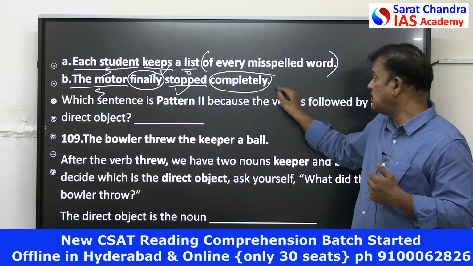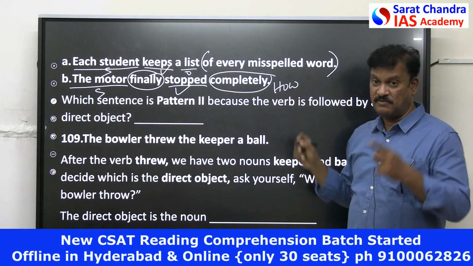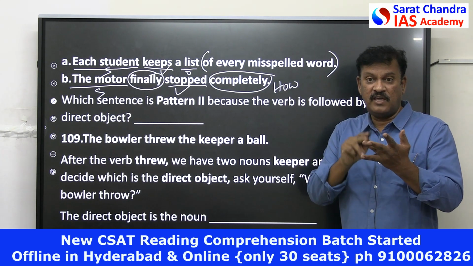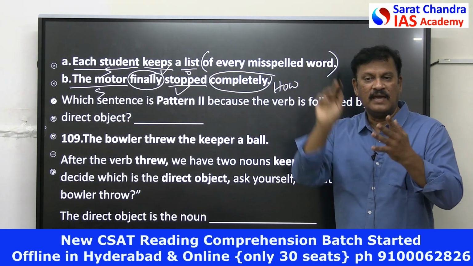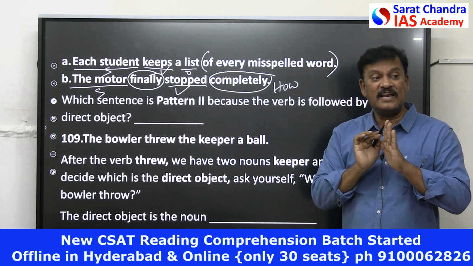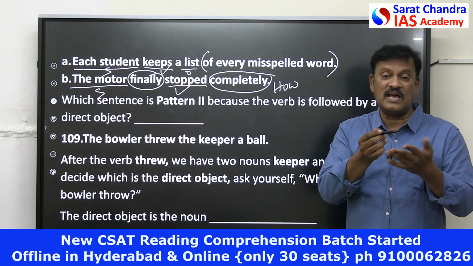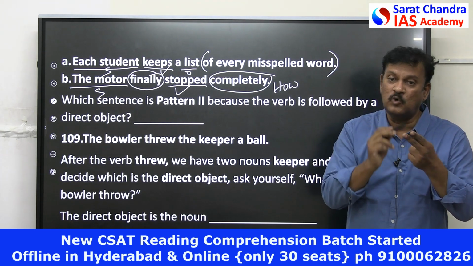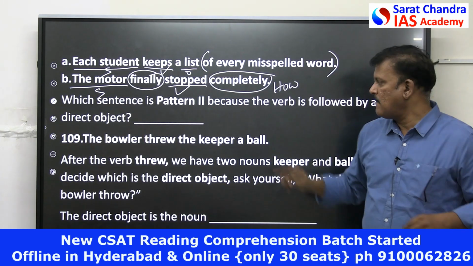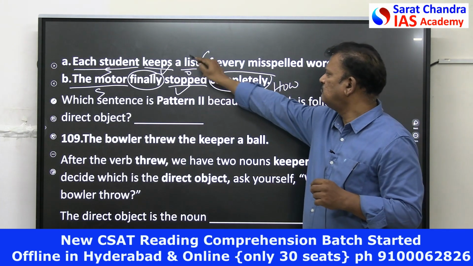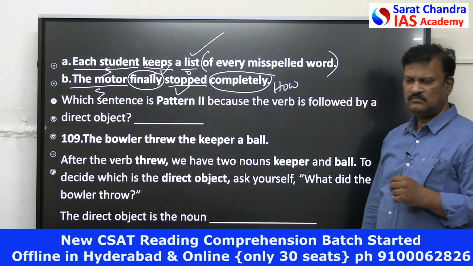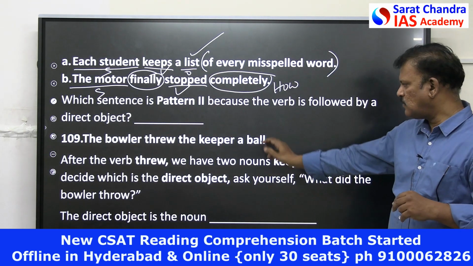How? So, if you remember, I was talking about this. When, where, why, how. After the verb, when, where, why, how are extra. What is a direct object? Only if it gives me an answer for what or whom. Remember this. Now, obviously, which sentence is pattern two? First one, because SVO is there.